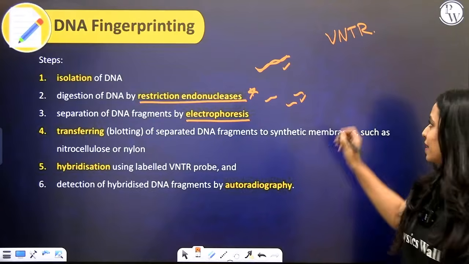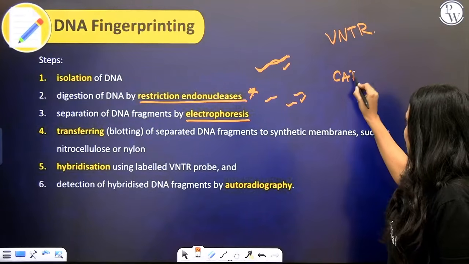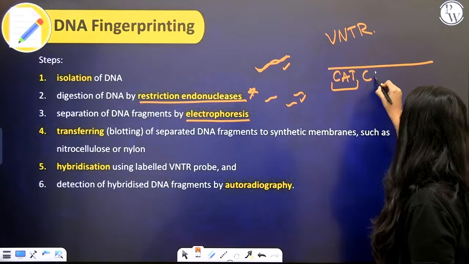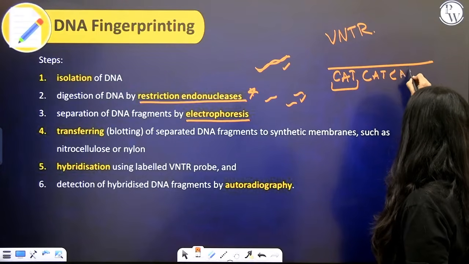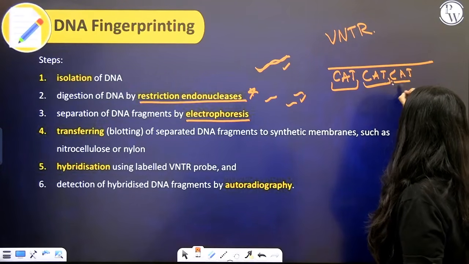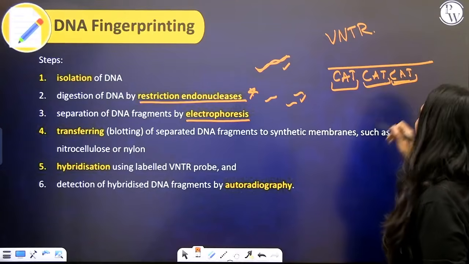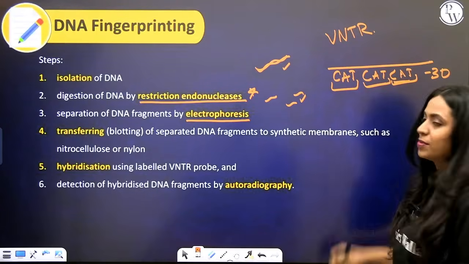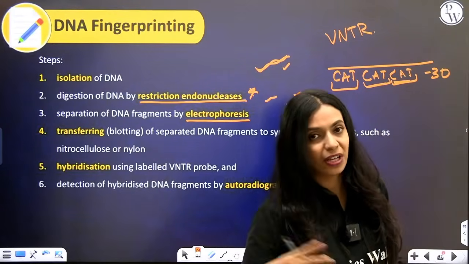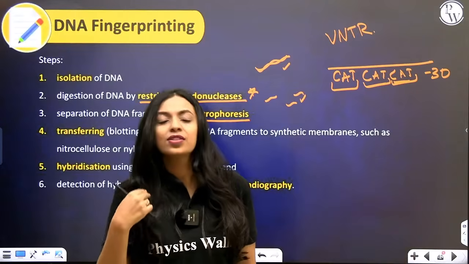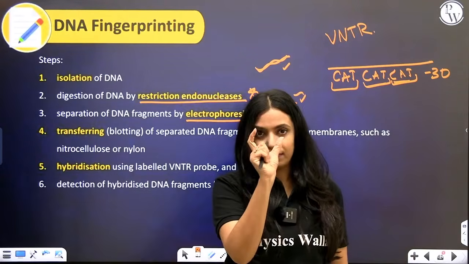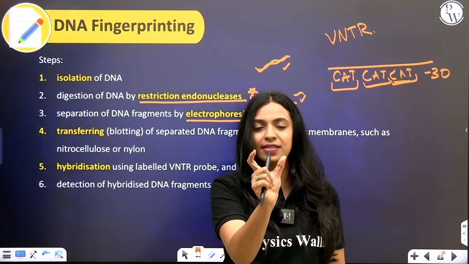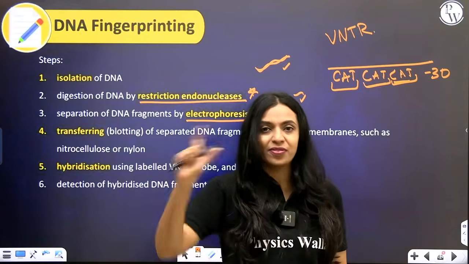For example, let's say CAT. These three nucleotides are repeated multiple times at one point of my DNA. The same CAT in my DNA is repeated 30 times, in your DNA it's repeated 40 times, in your friend's DNA it's repeated 400 times. So the letters are the same, the word is the same, but the number of times it's repeated is variable.